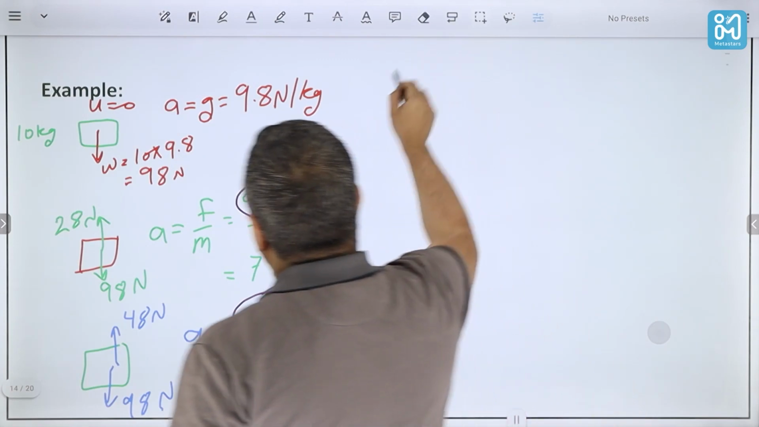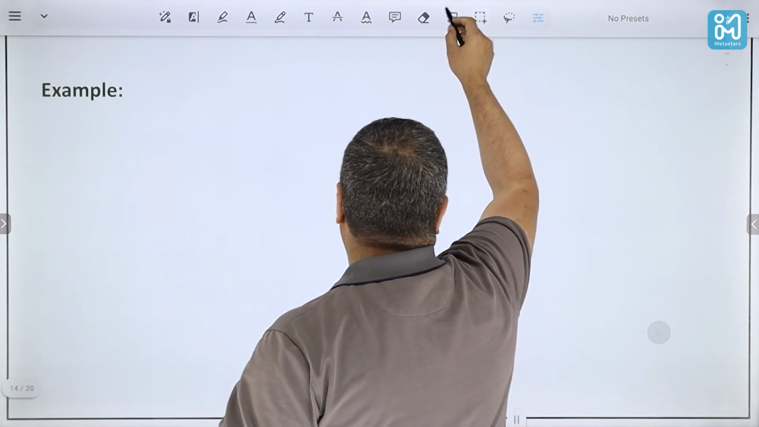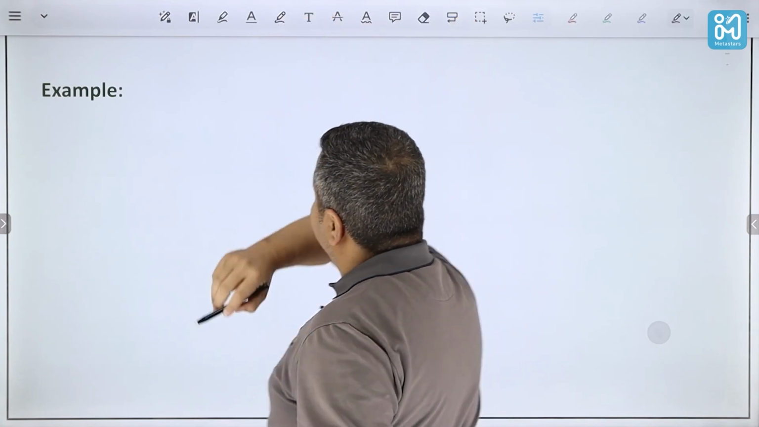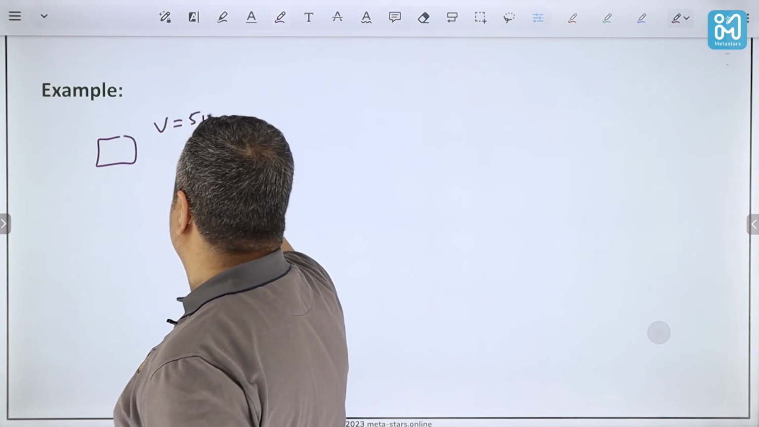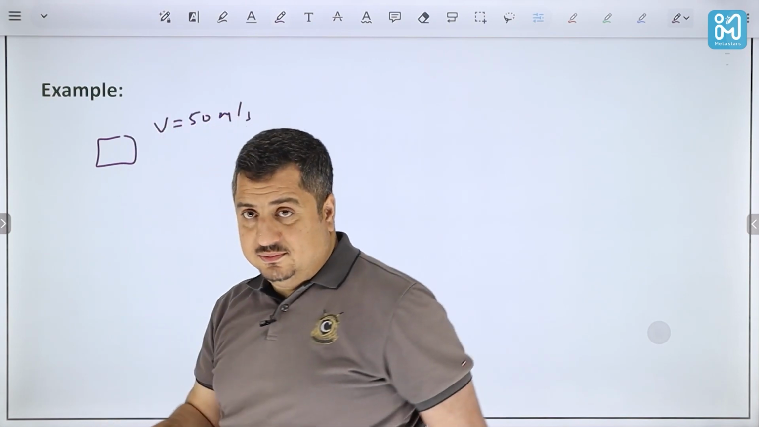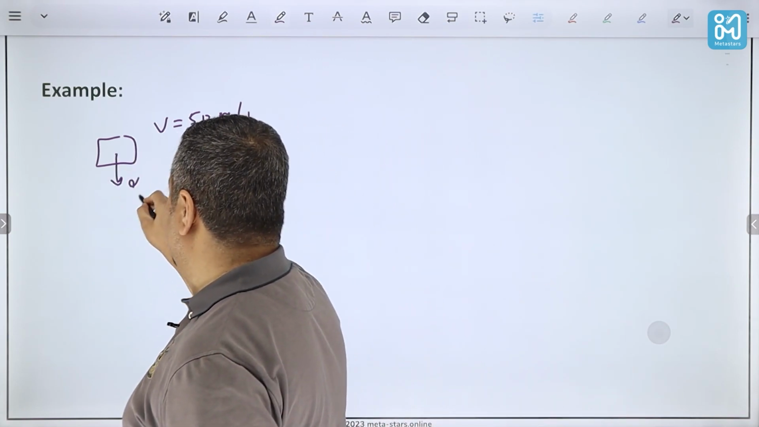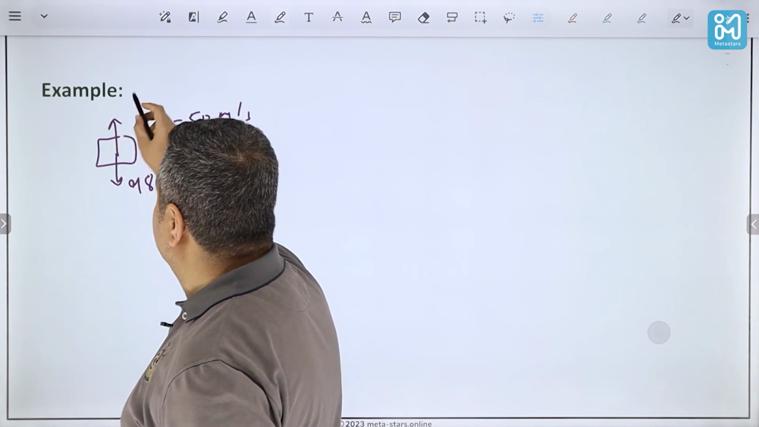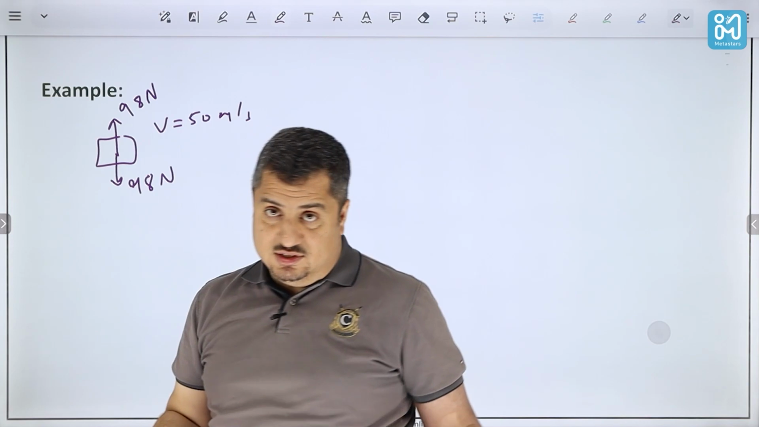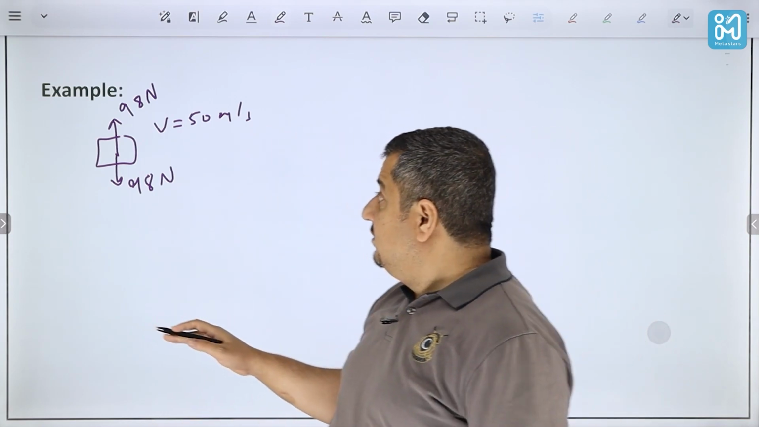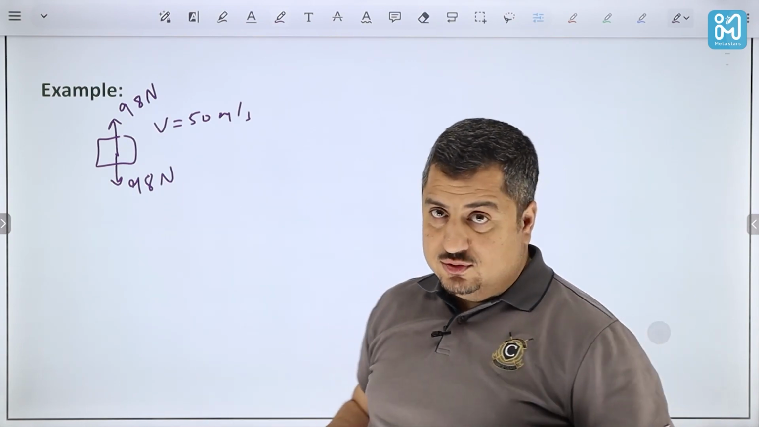Now, I will again use the same example, but I will continue it. Let's say that my object, after reaching the terminal velocity of 50 meters per second, has 98 newtons of weight opposed by 98 newtons of air resistance. This is the case here. Now let's say that this object has a parachute and the object opens the parachute.